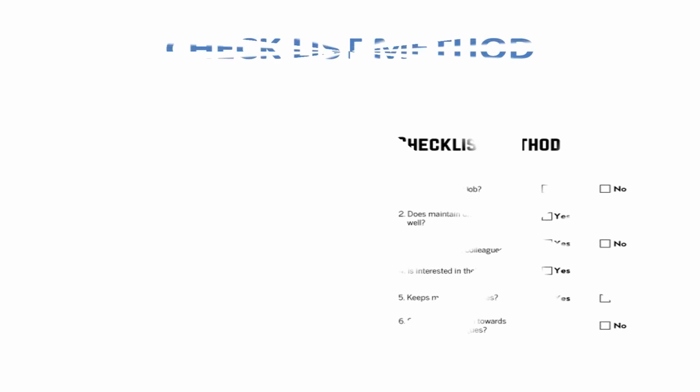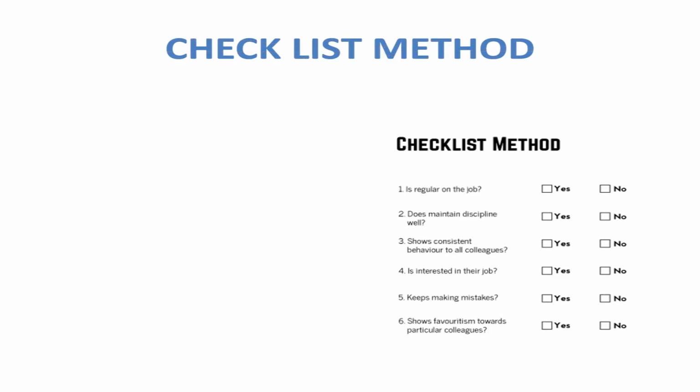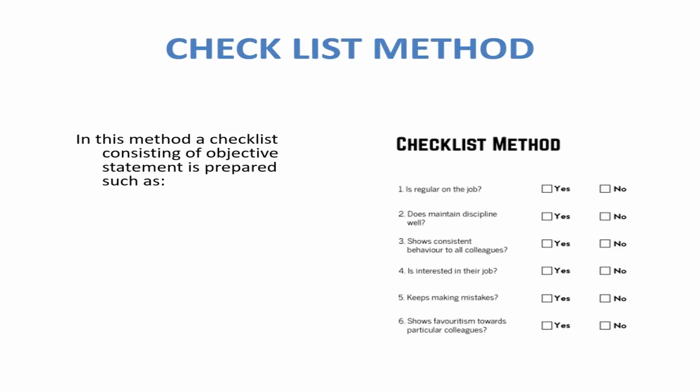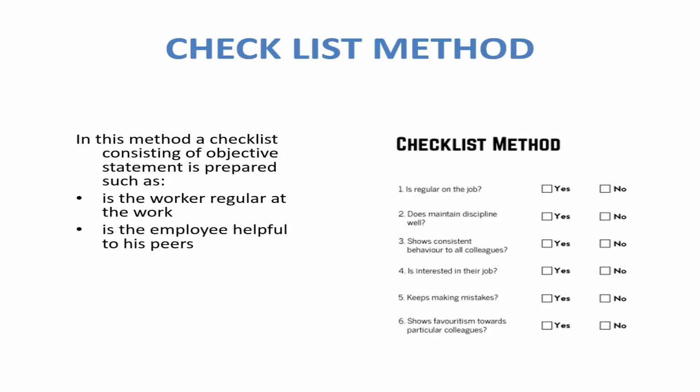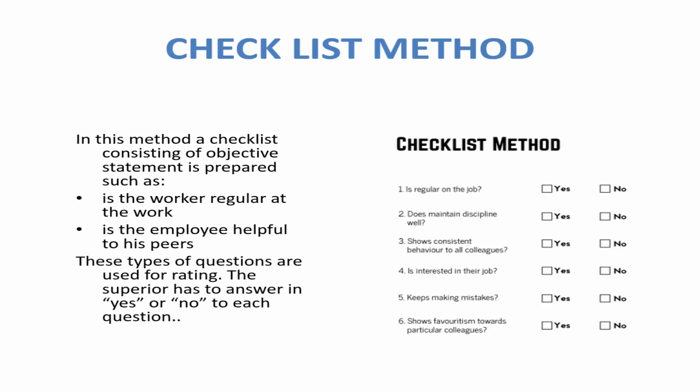Next is checklist method. In this method, a checklist consisting of objective statements is prepared, such as: is the worker regular at the work? Is the employee helpful to his peers? These types of questions are used for rating. The superior has to answer in yes or no to each question.